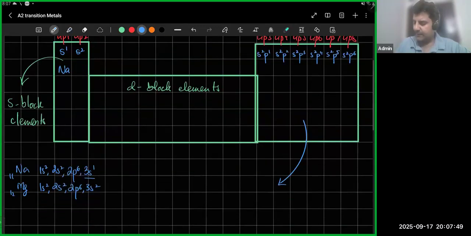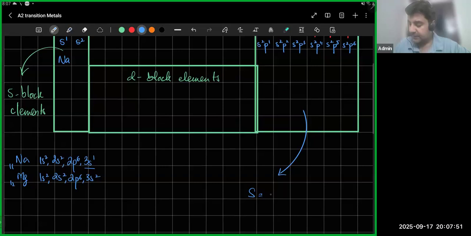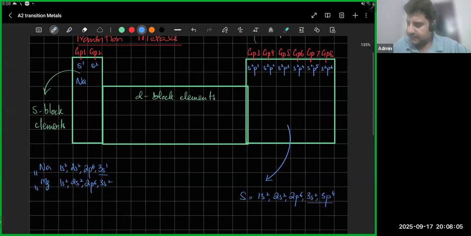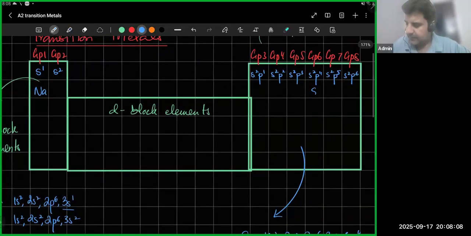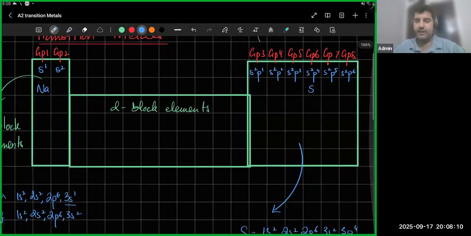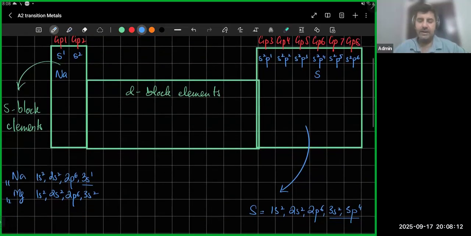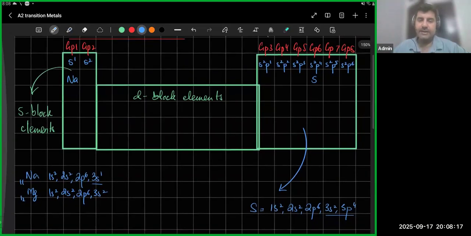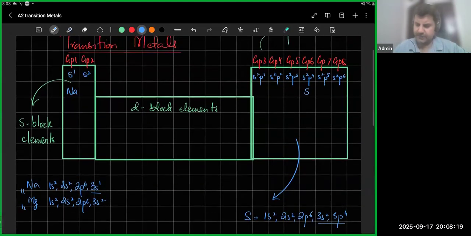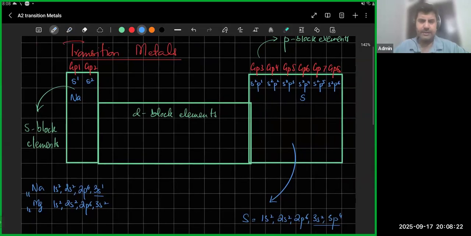If you pick any element, for example, sulfur, it's in group 6, it's got 16 electrons, so that's 1s2, 2s2, 2p6. Then you have 3s2, and then 3p4. So its outer shell is going to be s2p4. Any element that's in group 6 will end up with s2p4 in its outer shell. So the reason they're called p block elements is that the last electron goes into a p subshell.